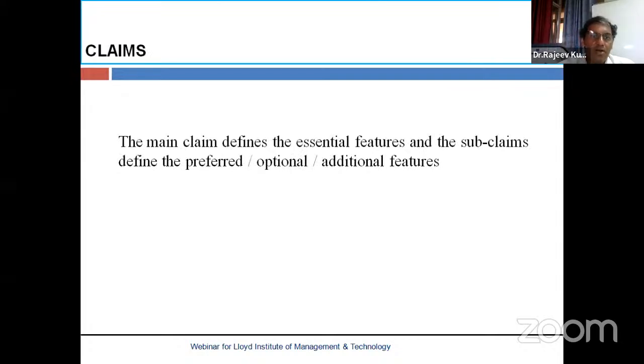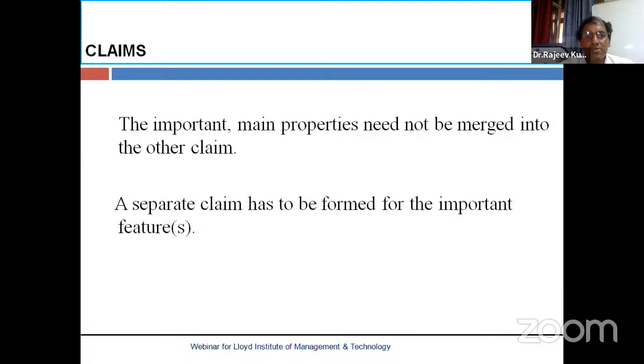So claims are of two types, independent and dependent, and they define the essential features, and many additional features can be taken up in the dependent claims. So the important property of a patent is your claims, and they shouldn't be merged into other claims. So a separate claim has to be formed for the important features.